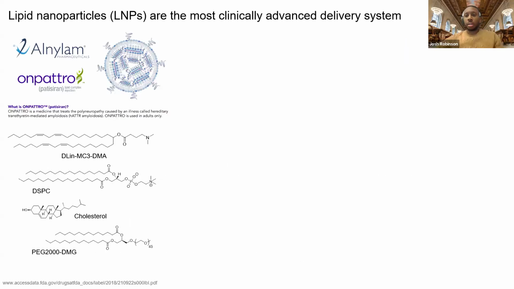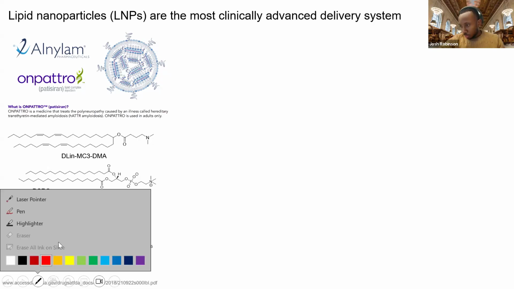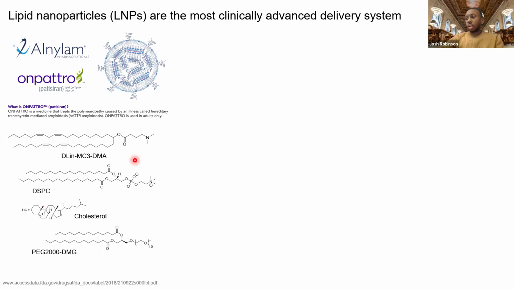So to begin, LNPs are the most clinically advanced delivery system, going back to 2018 with Alnylam's Onpattro. It was used to deliver siRNA, but as you see here, there are 4 components, and these 4 components are pretty standard across most LNPs. You typically have an ionizable lipid. In this case, it's D-Lin-MC3-DMA. This is really important for actually interacting with the genetic cargo.